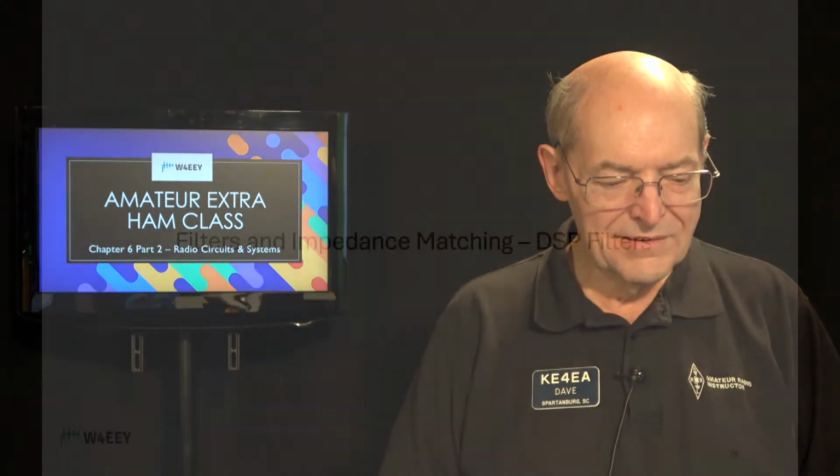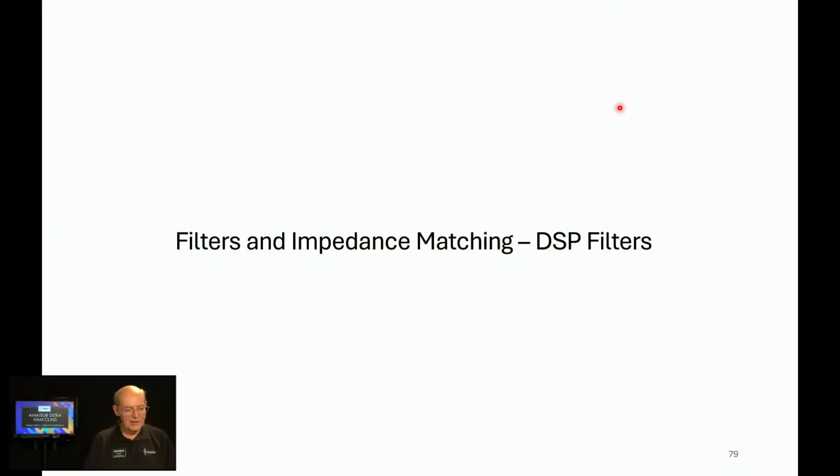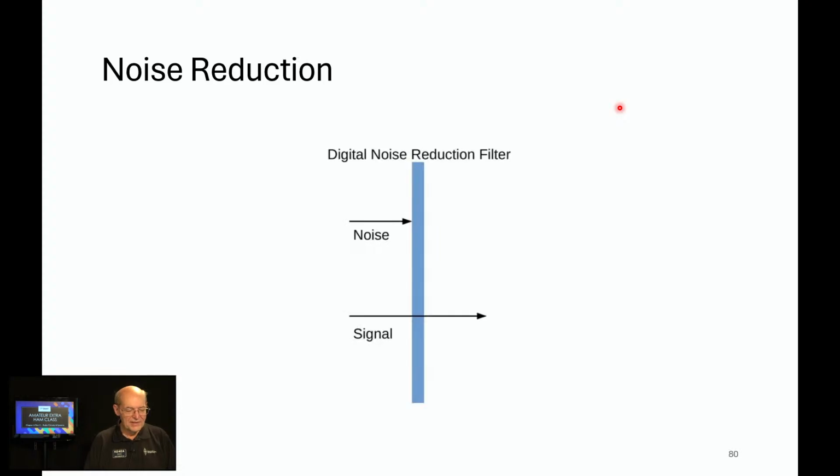Welcome back after the break. Hopefully everybody did something fun or got your mind off this for a few minutes. Now we're going to get into filters and impedance matching, something else that's just critical to ham radio. So here's a real simplified view of noise reduction. We've got noise reduction filters, we've got noise, and we've got signal. We want to let the signal through, but not the noise.